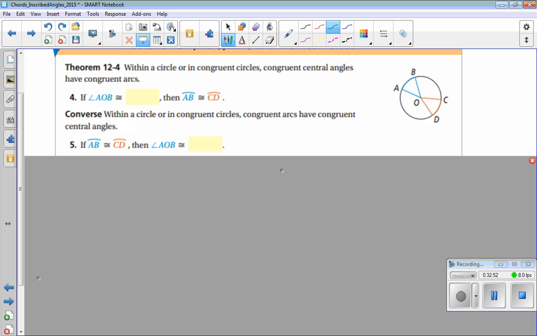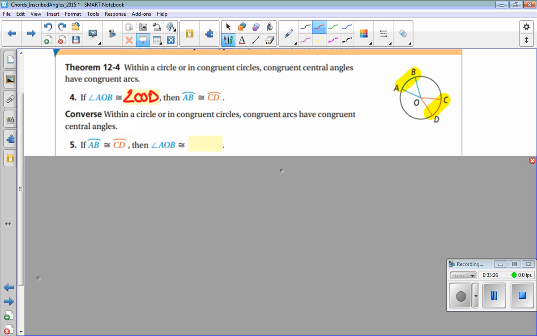And I want us to decide that in order for arc AB to be congruent to arc CD, now, what angles would have to be congruent? The central angles, right? If the central angles are congruent, then the arcs are congruent. Kind of makes sense, doesn't it? That's almost natural to say. So what was that? COD?